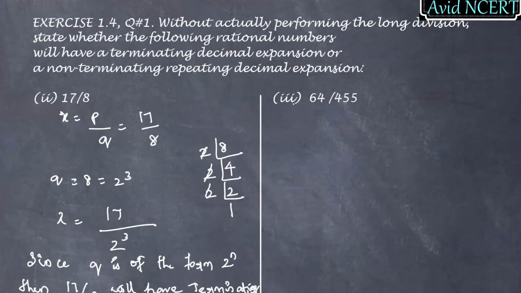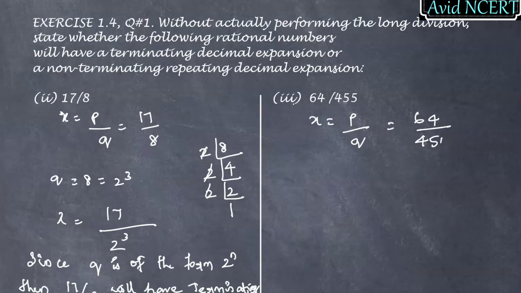Now let's check this sum. This is the third problem, 64 by 455. For this, the first step is x equals p by q, so this is of the form 64 by 455. Now we have to find the factors for q.